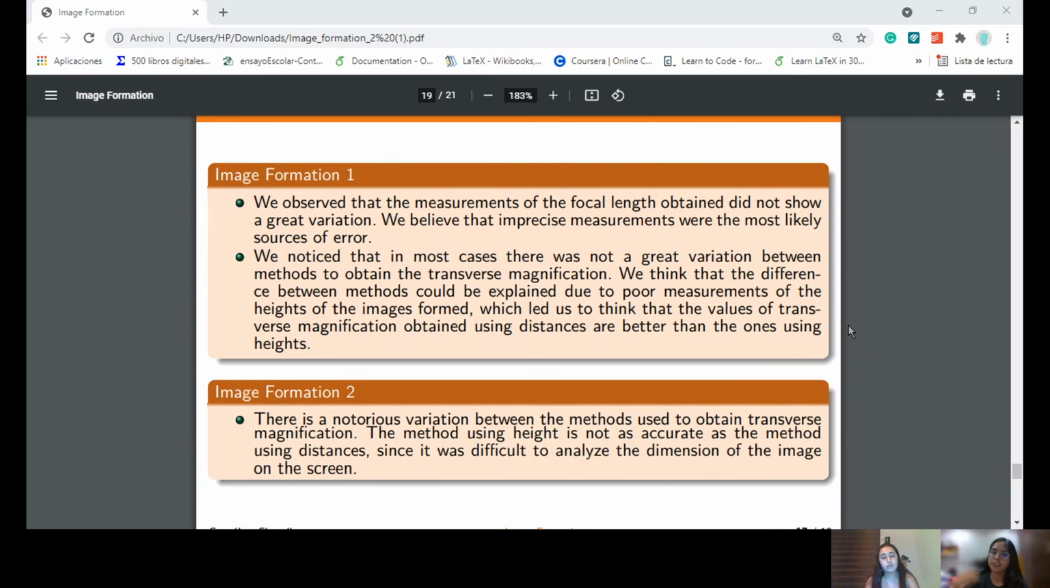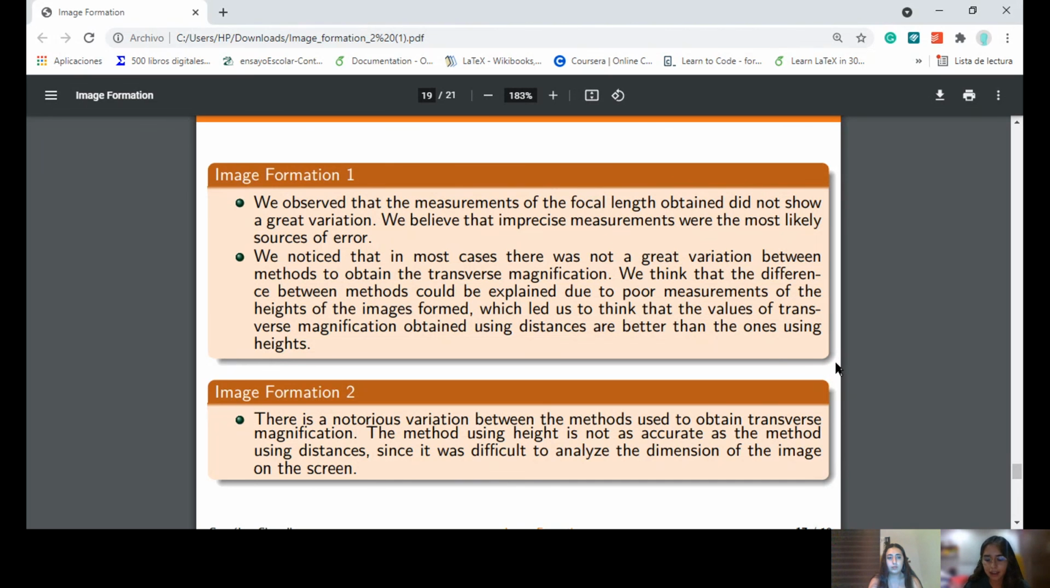Our observations. For the first activity, we observed that the measurements of the focal length obtained did not show a great variation, and therefore the average obtained was a good result. We believe that the imprecise measurements were the most likely sources of error. And we also noticed that in most cases, there was not a great variation between methods to obtain the transverse magnification. However, we believe that our measurements were poor when we tried to measure the height of the image format, and this led us to think that the transverse magnification obtained using the distances is better than the one using the heights.